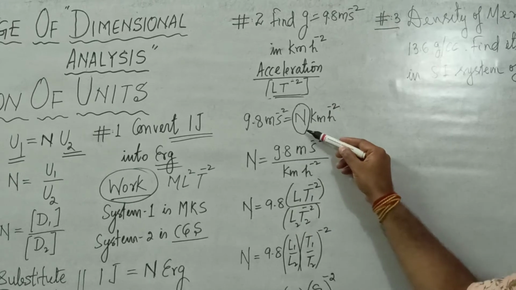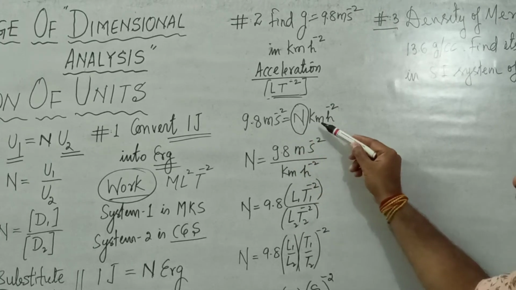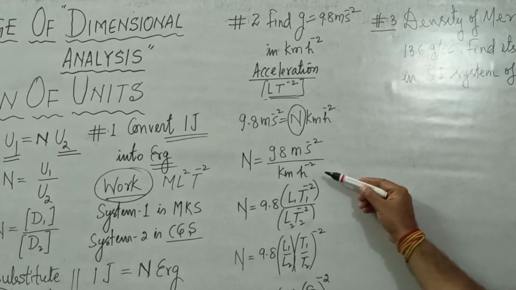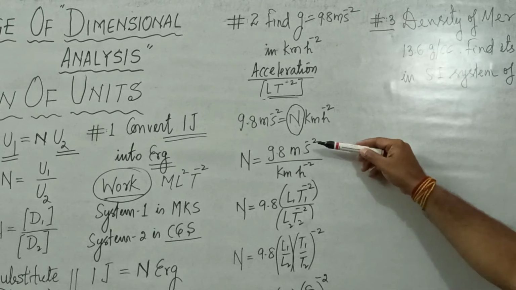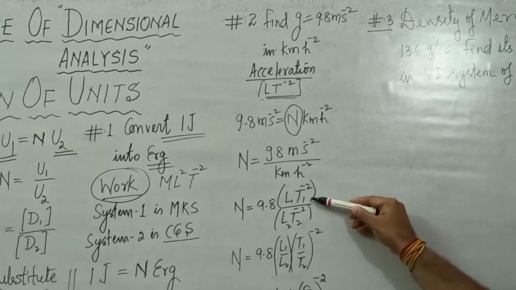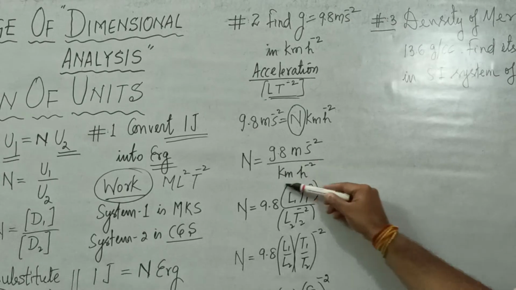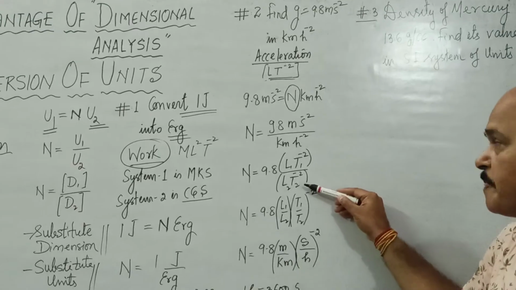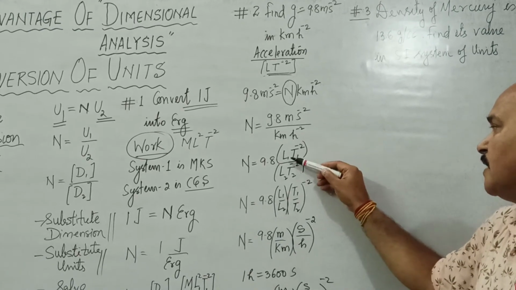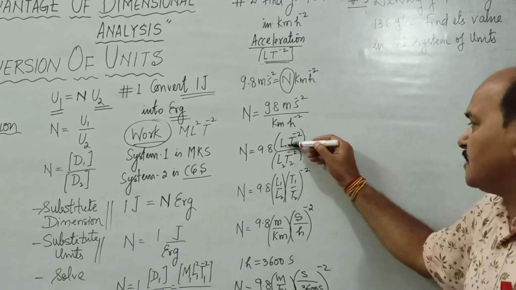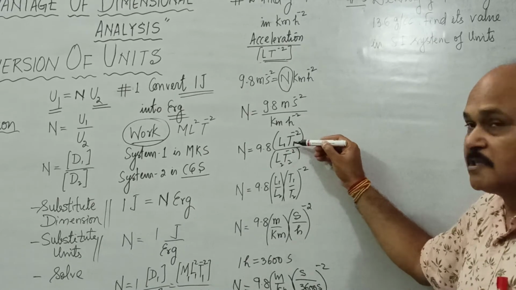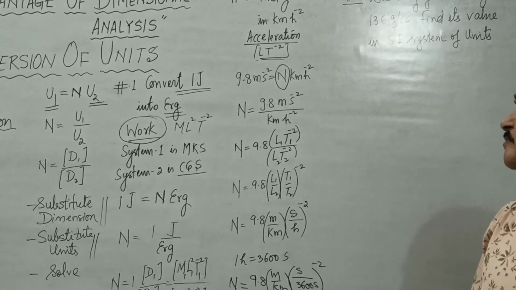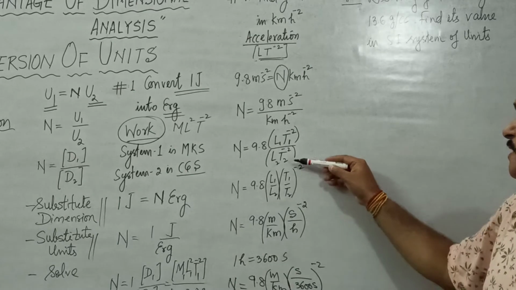So what is this n? This n is going to be 9.8 meter per second square upon kilometer per hour square. Now since we are going to use the dimensional method for our conversion, we'll now switch over to dimension. For this we'll write down the dimension of acceleration here, and for this also we'll write down the dimension of acceleration in system number 2. The dimension is LT^-2, that remains the same in both systems. So LT^-2 is written with subscript 1 here for system number 1, and here we write 2 in the subscript indicating system 2. This is L1 upon L2, T1 upon T2 to the power minus 2.